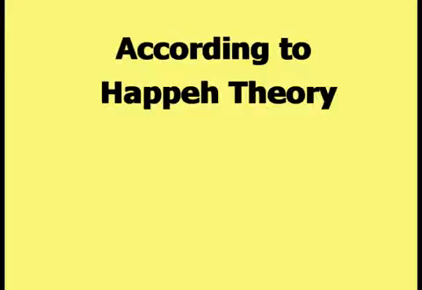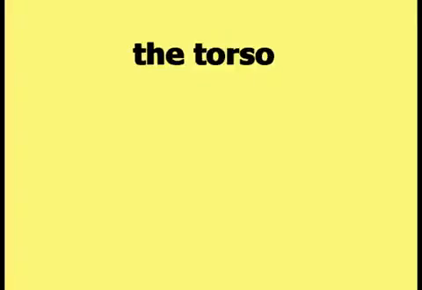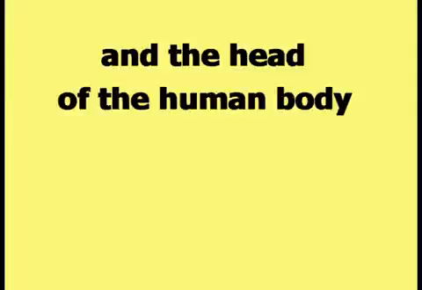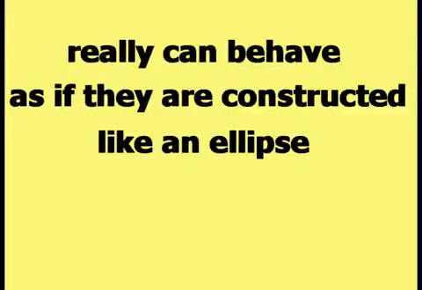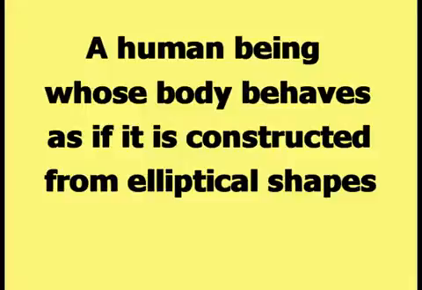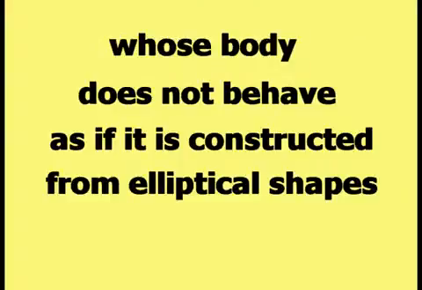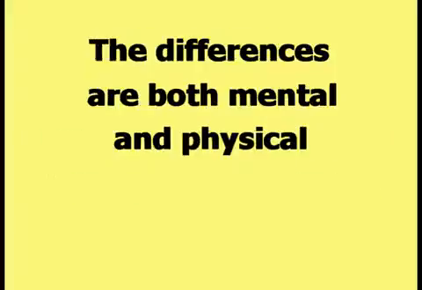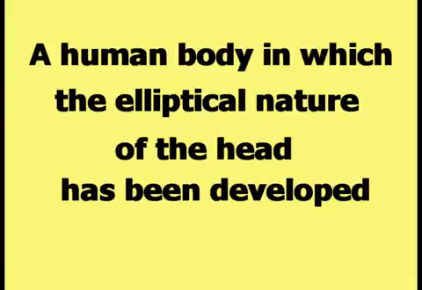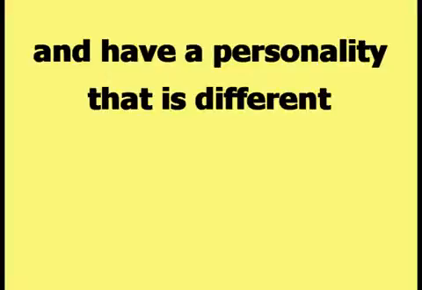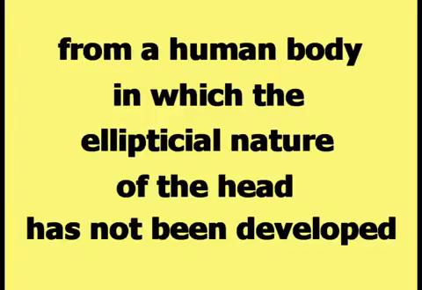According to happy theory, the arms, the legs, the torso, and the head of the human body really can behave as if they are constructed like an ellipse. A human being whose body behaves as if it is constructed from elliptical shapes will be different from a human being whose body does not behave as if it is constructed from elliptical shapes. The differences are both mental and physical. A human body in which the elliptical nature of the head has been developed will think differently and have a personality that is different from a human body in which the elliptical nature of the head has not been developed.